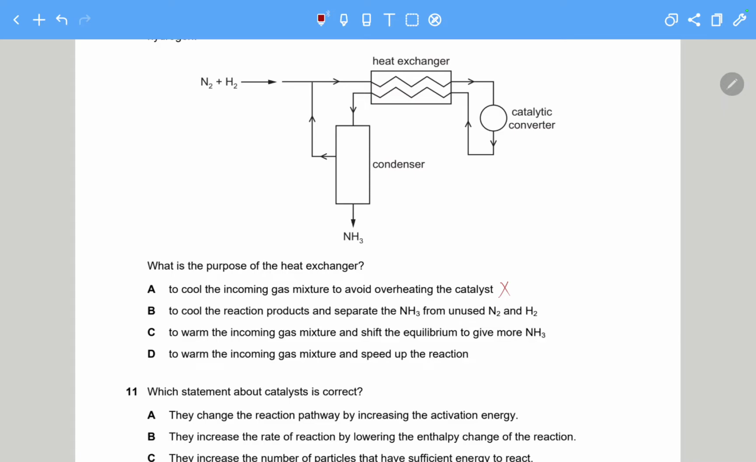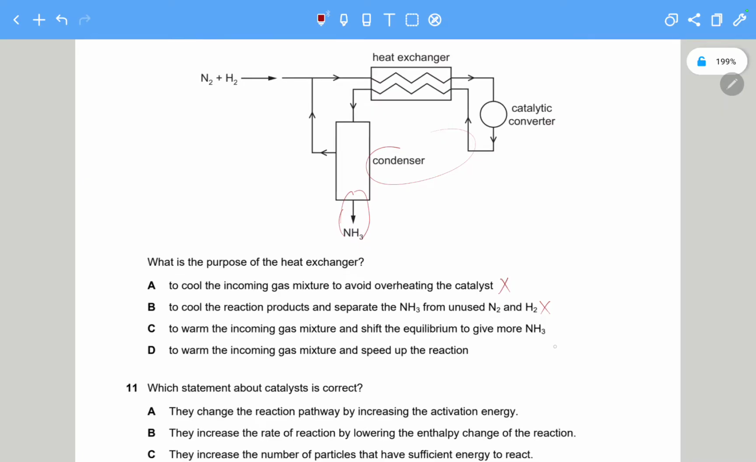To cool the reaction products and separate the NH3 from unused N2 and H2. This is the wrong answer because that's what the condenser is for, this thing right here. That's not what the heat exchanger is for. And you can easily see that the NH3 is coming out from there, and therefore the condenser is doing the separating job. To warm the incoming gas mixture and shift the equilibrium to give more NH3. This is wrong because you know that in the combination of N2 plus H2 to give NH3 bonds are forming.